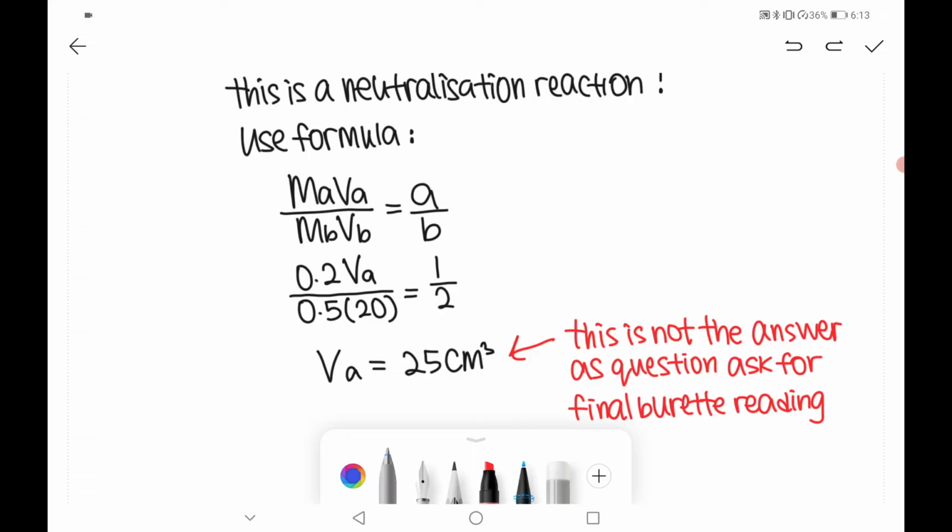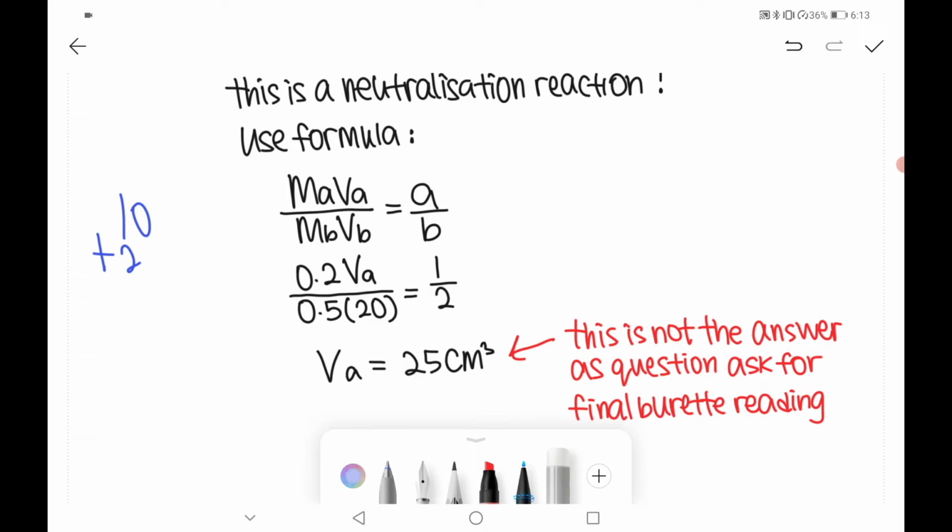The initial burette reading is 10.5. From the burette we use 25 cm³ of acid. After we use 25 cm³, the value will increase by 25. So from 10.5, the value increased by 25, you get 35.5.